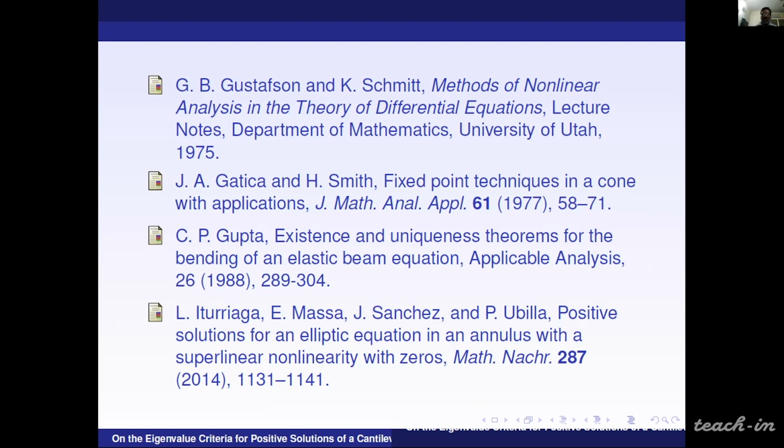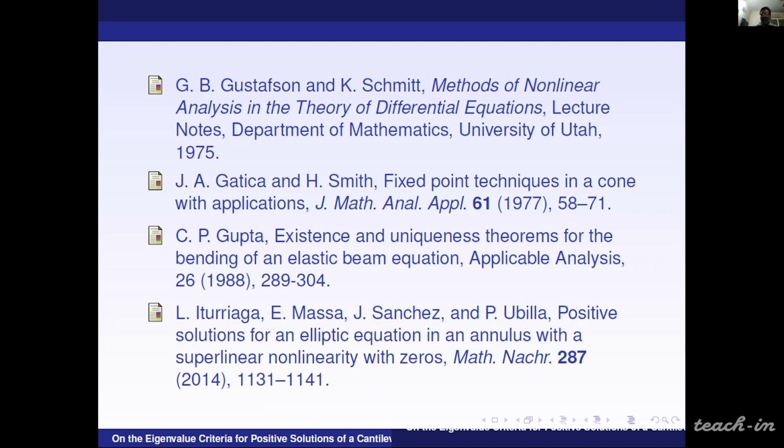But later on, in 1977, Gatica and Smith published a paper in the Journal of Mathematical Analysis and Applications. They improved the conditions there. They made some generalizations of the theorems. I'm going to explain the theorems. Let me give you an idea.